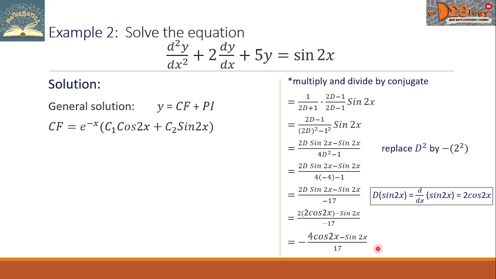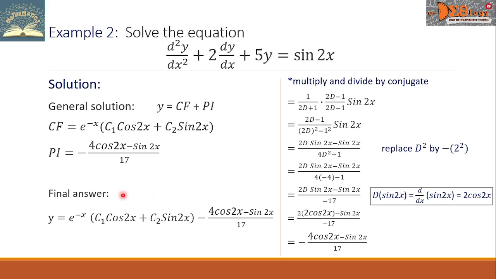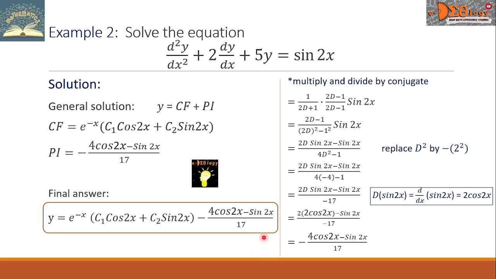This is the value of our PI, and we copy it here. And for the final answer, we just combine the CF plus the PI, and it becomes like this. This is the final answer.